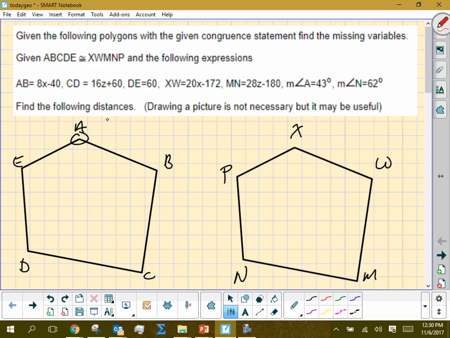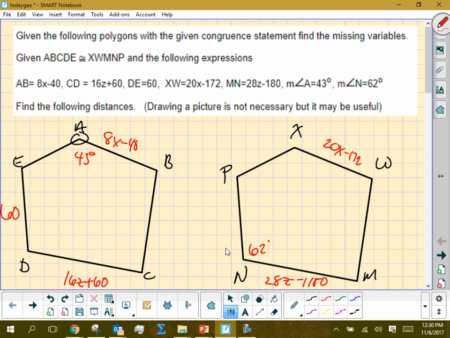I'm going to plug in my information. AB is 8x minus 40. CD is 16z plus 60. DE is 60. Over here, XW is 20x minus 172. MN is 28z minus 180. Then we've got A is 43 degrees, and N is 62 degrees.